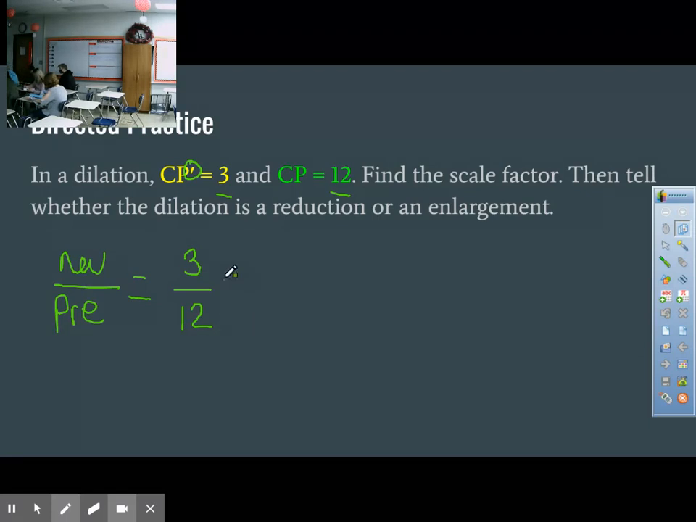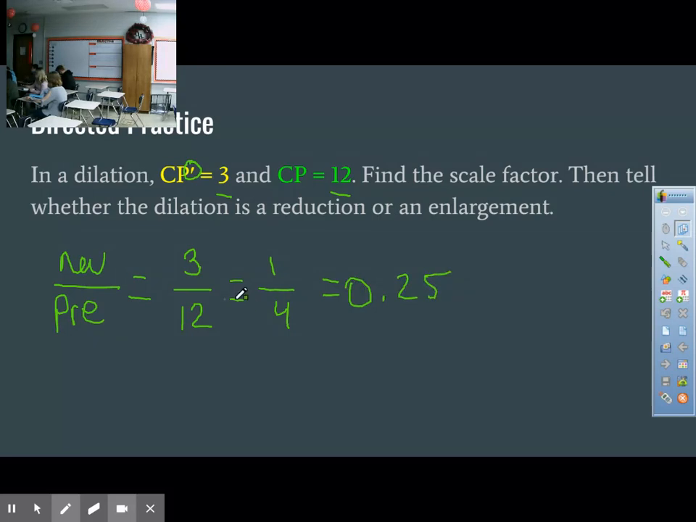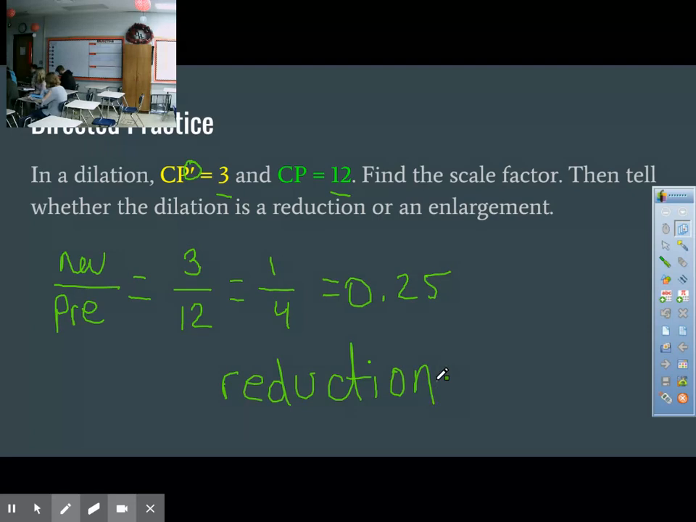All right, and then do 3 divided by 12. And Natalie Bolin, tell me what you get. You do 3 divided by 12. 1/4. 1/4, okay, so you can leave that as 1/4. Or 0.25. Yep, either of those will work. Either the 1/4 or the 0.25, either one's fine. And would you say that's a reduction or an enlargement? Reduction. Perfect. Okay. All right, what questions do you have for me so far?